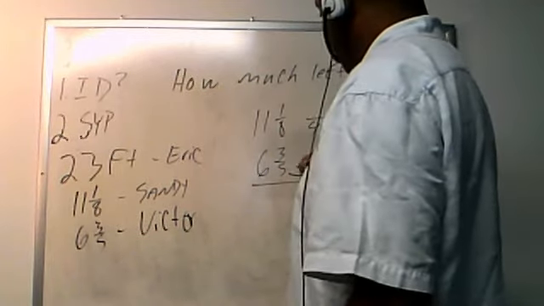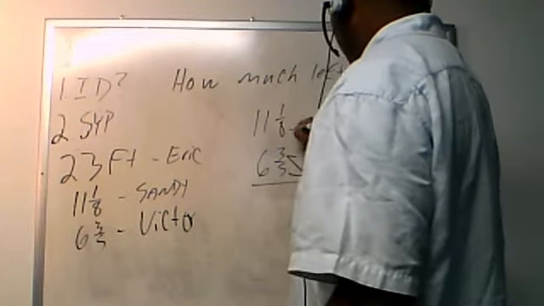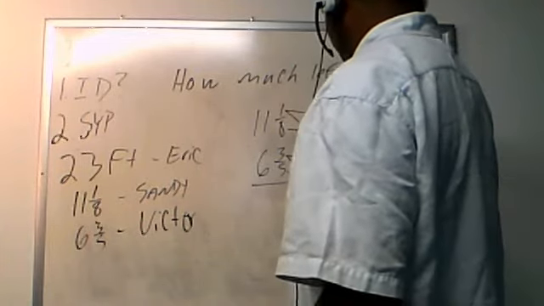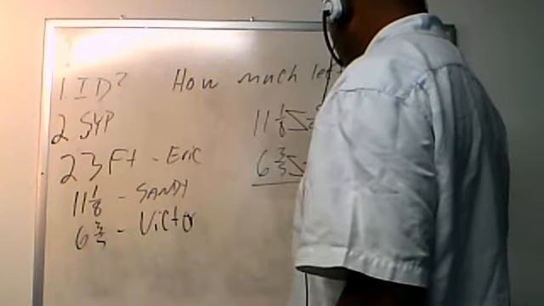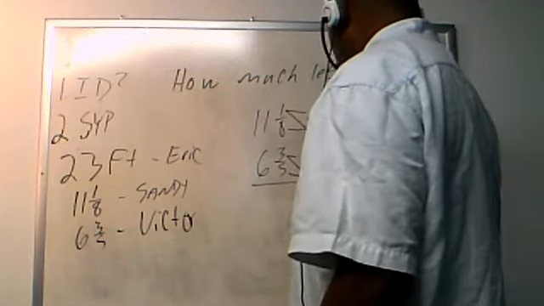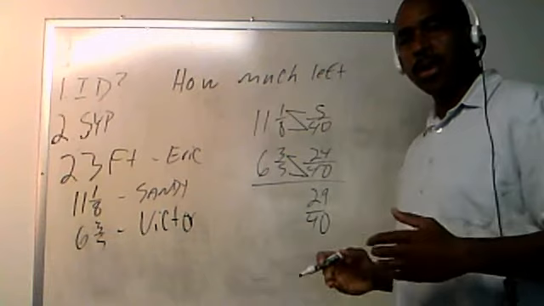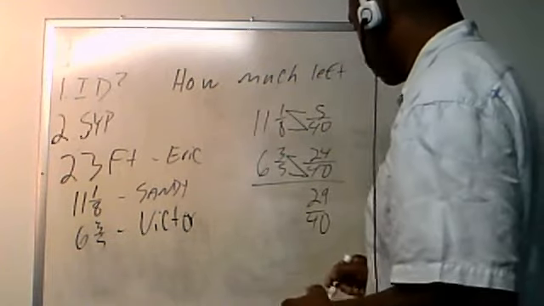5 goes into 40 8 times, 8 times 3 is 24. 8 goes into 45 times 5, 5 times 1 is 5. 5 plus 24 is 29 over 40. And I think you got this far, Veronica. I think you got this far in your question.